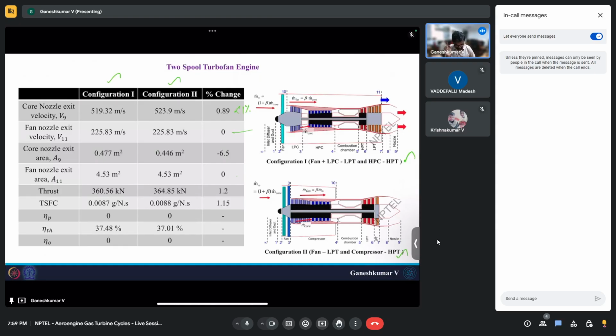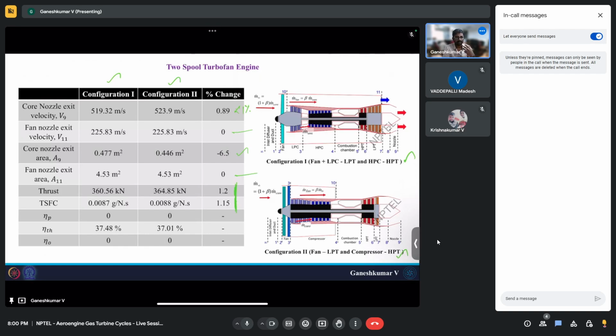All right. There is a reduction in exit area, which is around 6.5% on the core stream. Nozzle exit area for the core stream has reduced because of this increase in velocity and pressure. Okay, and there is a slight increase in thrust that you can see, 1.2 percentage, and there is an increase in TSFC, around 1.1 percentage. Okay, so all these numbers are very small.